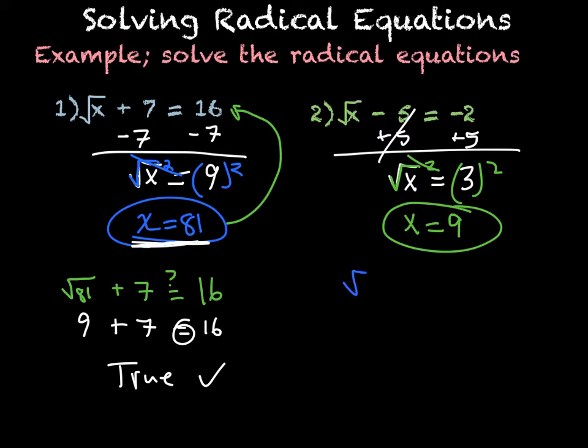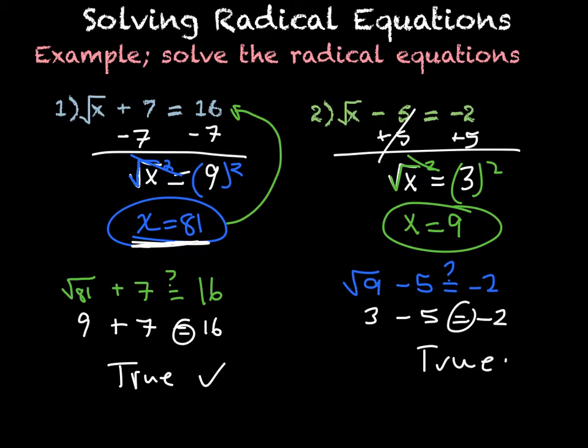Now I have to check my work. So the square root of 9 minus 5 equals negative 2. We want to know if that is equal. So square root of 9 is 3 minus 5, and that does equal negative 2. So it's true. And that's checking your work.